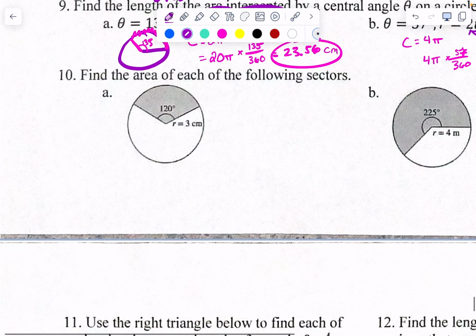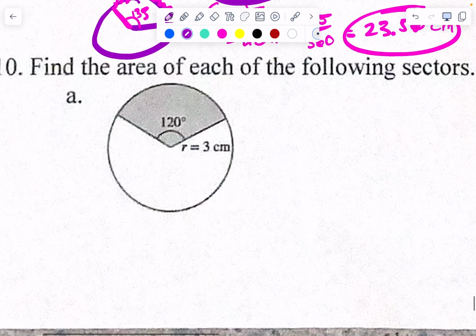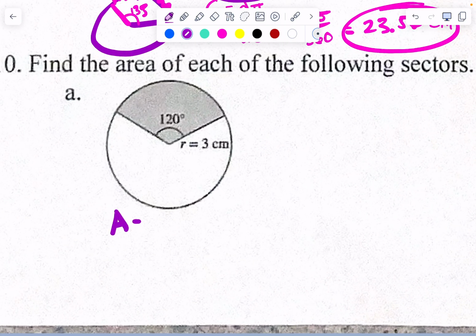All right, find the area of each of the following sectors. Now we're doing area. How do you find area of a circle? Oh, pi r squared. Pi r squared. That would be the whole circle, right? Okay, the radius is 3. So pi times 3 squared is 9 pi.